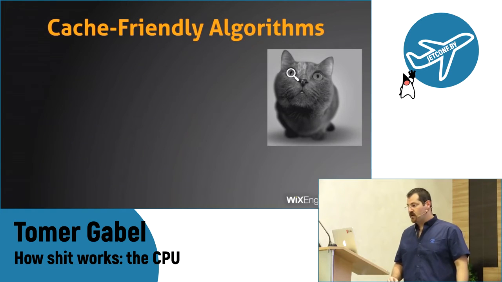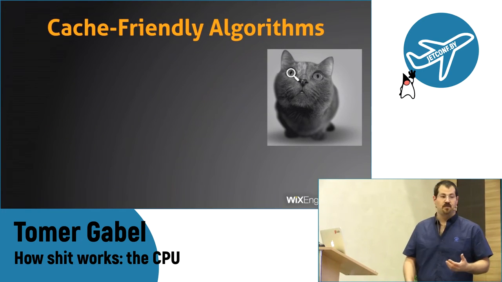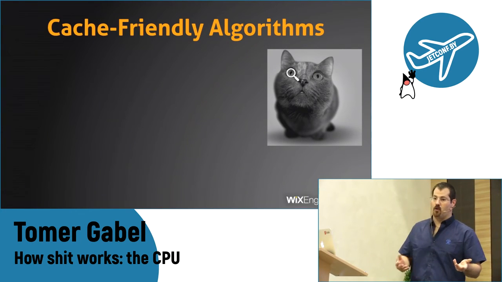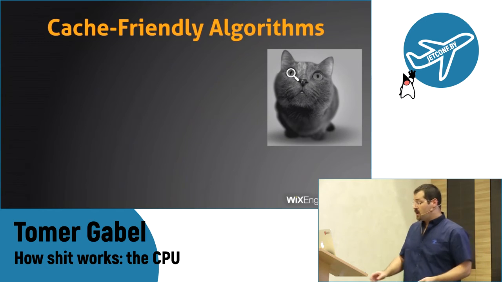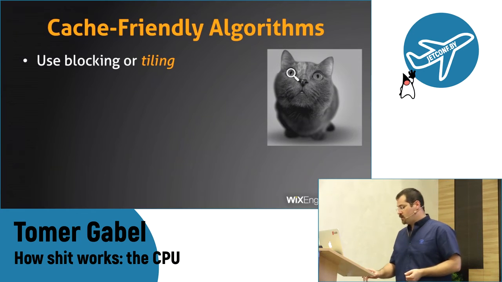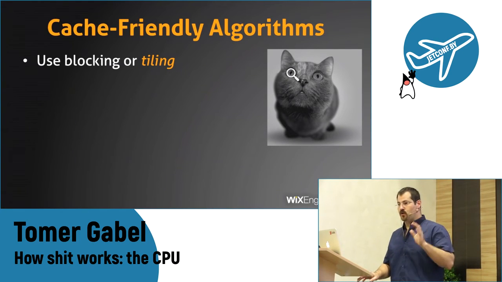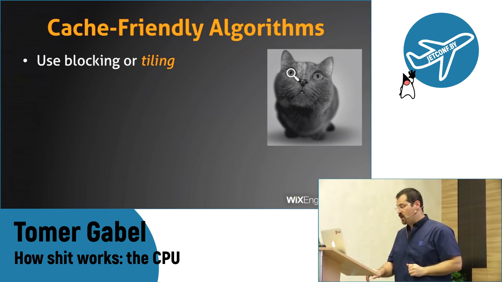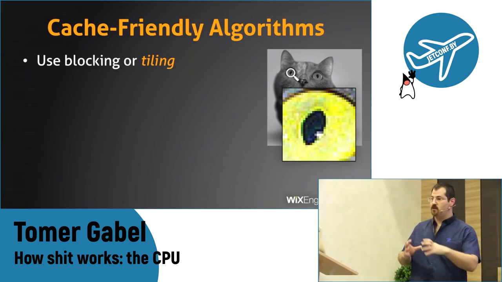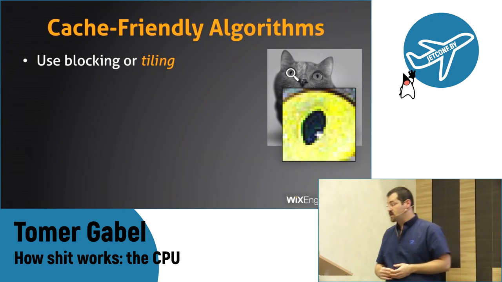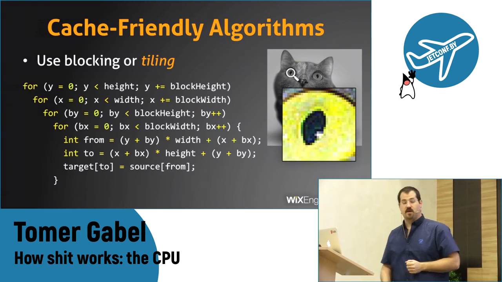And this brings us into the realm of what is called cache-friendly algorithms. One way of dealing with this, and this is what most linear algebra or image manipulation libraries actually do, is to use a technique called tiling or blocking. What this means is that you don't process the image sequentially. You don't process every row, then the next row, then the next row. What you do is you divide the image up into tiles, into blocks, say 16 by 16 pixels, for instance. And then the algorithm looks something like this.